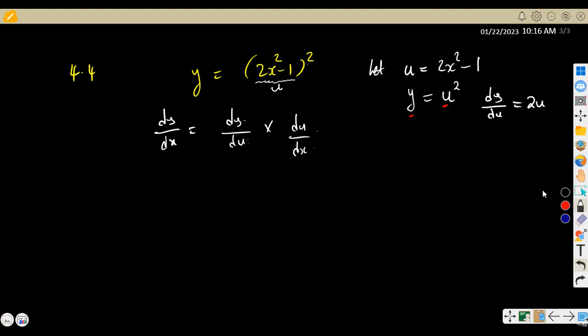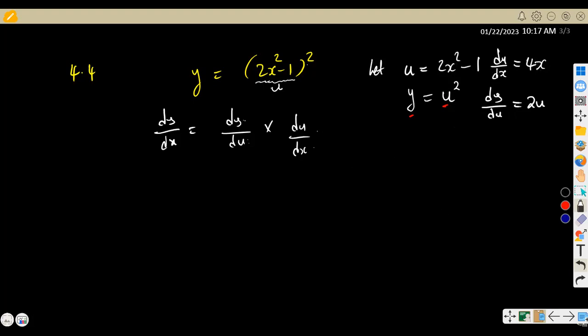Then du/dx, that's where there is u and x in this expression. So the derivative of u with respect to x is equivalent to 2 times 2, that is 4, then x to the exponent of 1, which is just x. The derivative of minus 1 is a constant, that's a 0. So that's what you're going to have.